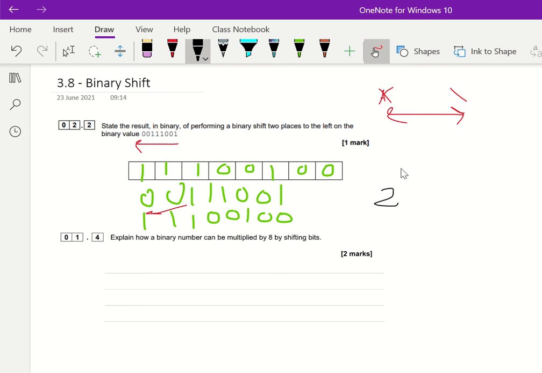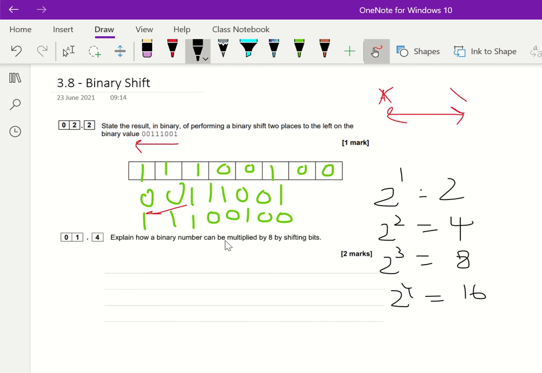So 2 to the power of 1 equals 2, okay? If I was to move it 2 places, 2 to the power of 2, I'm multiplying the binary number by 4. If I'm shifting the number by 3 places, I'm multiplying it by 8. If I'm shifting it 4 places, I'm multiplying it by 16, and so on. You get how this works, okay? It's always 2 to the power of.